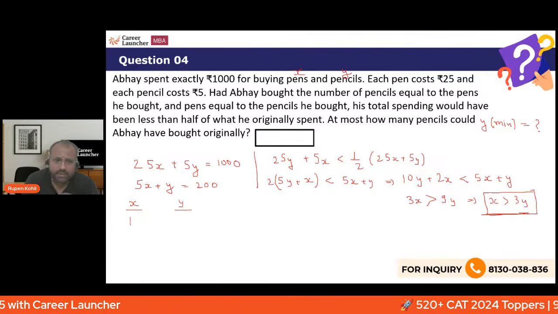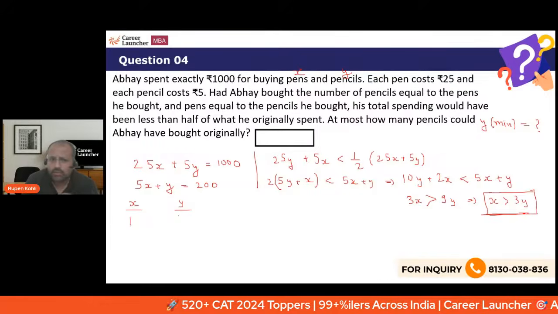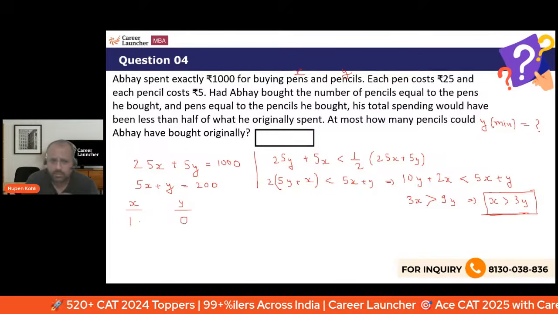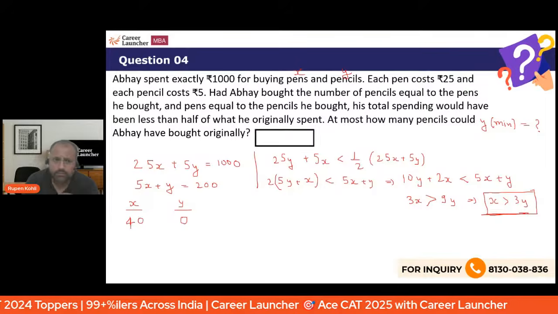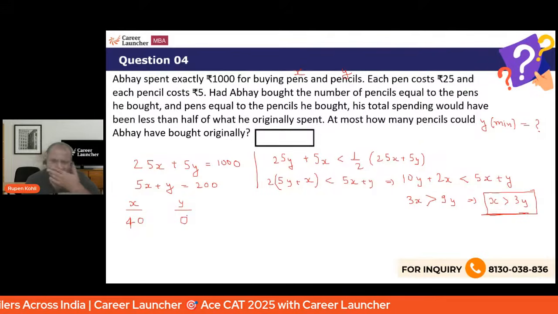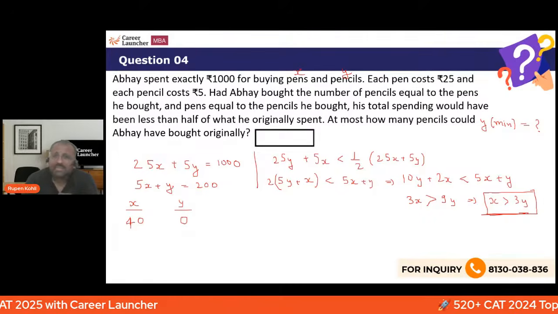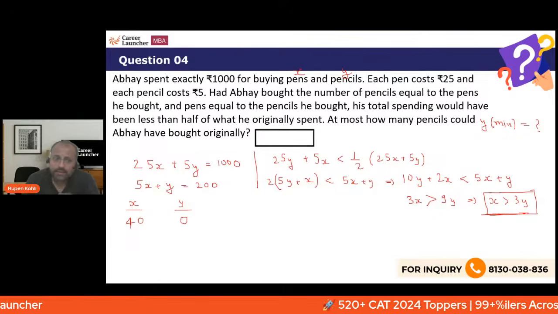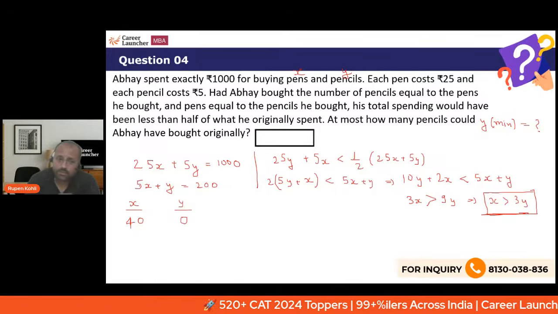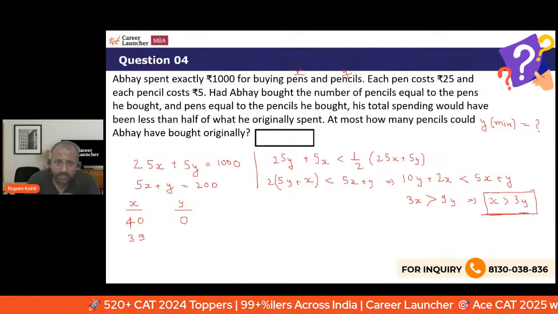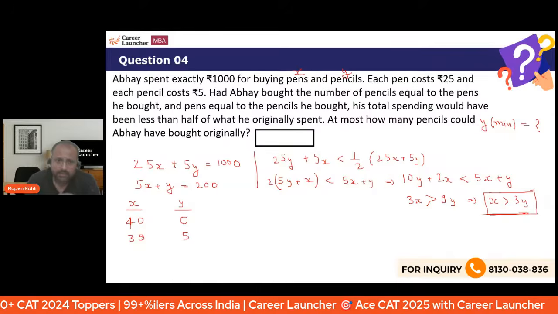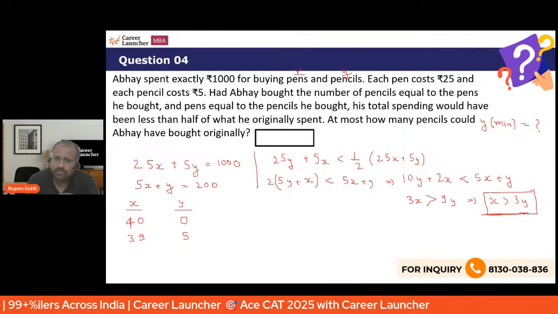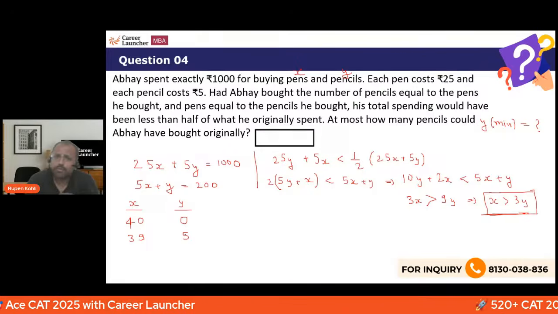Mathematically speaking, if I see this constant to be a multiple of one of the coefficients, I always put the other variable as 0 and start my solutions. 40 comma 0, right? 40 into 5, 200. I know this is not a solution, but from here I'll get the further solutions. Now x will keep on decreasing by 1, the coefficient of y, and y will keep on increasing by 5, the coefficient of x. So 40 can become 39, 0 can become 5. 39 is still more than thrice of 5, 15. So this is valid.